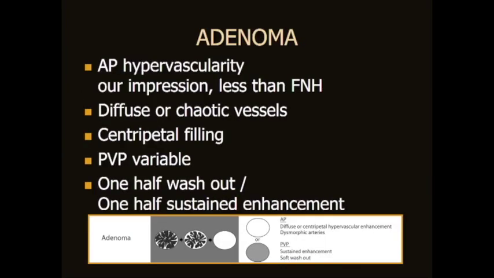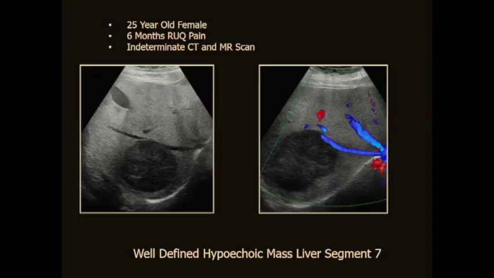And so these lesions are hypervascular, but it is our impression that they're much less hypervascular than FNH. They can have a diffuse or chaotic vascular pattern, but if they do show a pattern, it will have centripetal filling. In the portal venous phase, they can be variable, and up to half of lesions in different series that we've done have shown washout.